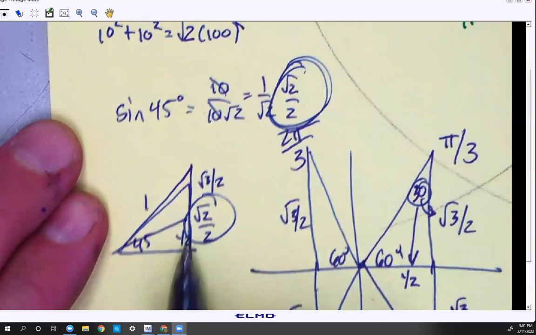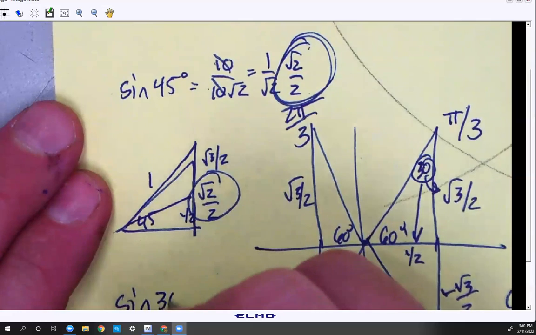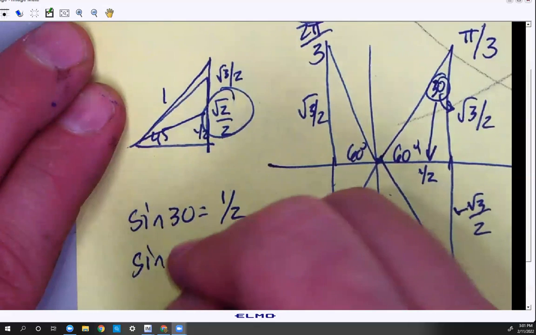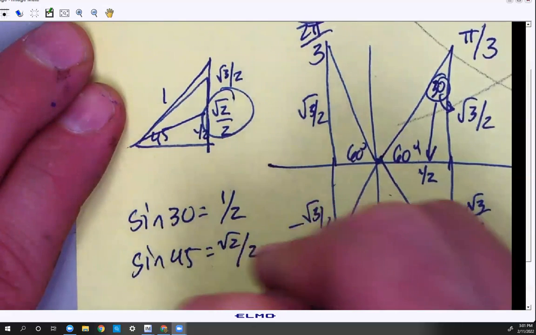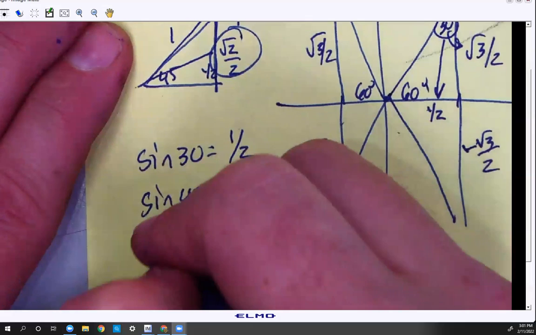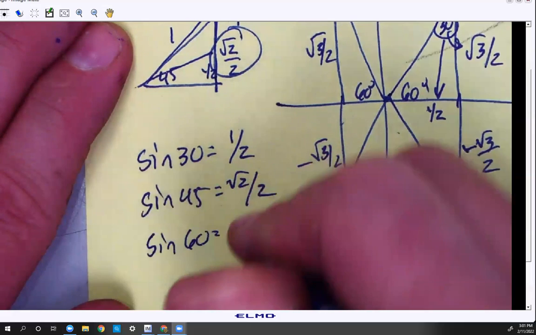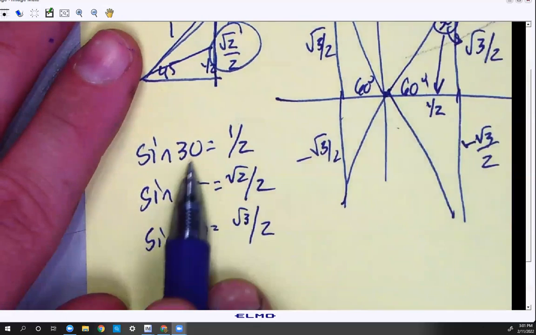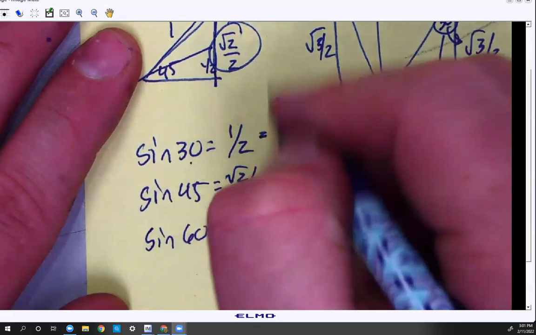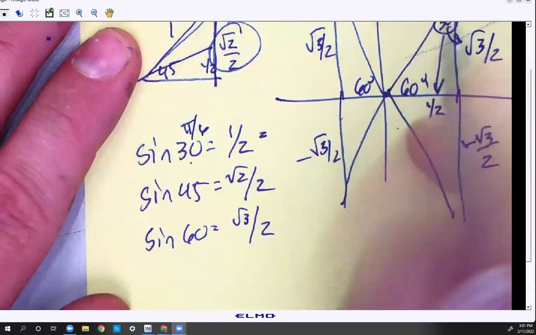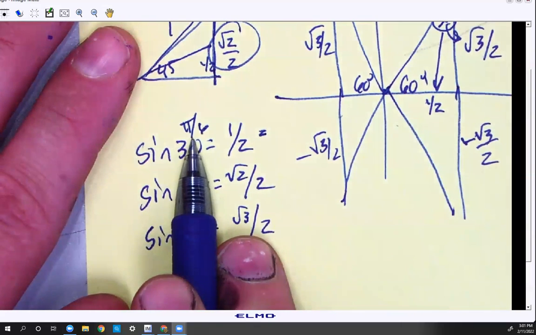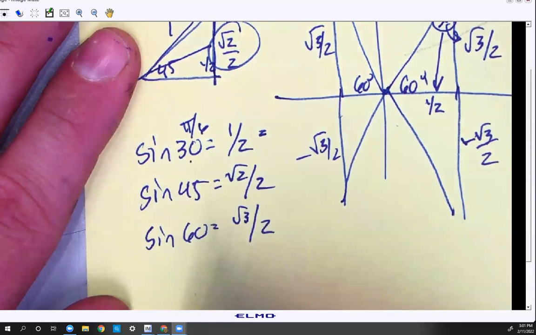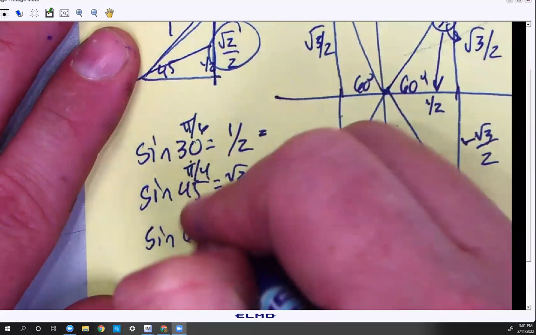So 1/2 is opposite a 30-degree angle. √2/2 is opposite a 45-degree angle. And √3/2 is opposite a 60-degree angle. And it doesn't matter if these 30-degree angles are in the first quadrant, the second quadrant, the third quadrant, or the fourth quadrant, that length will still be a half. Sometimes you're going down. These ones are the pi over 4s, and these are pi over 3s.